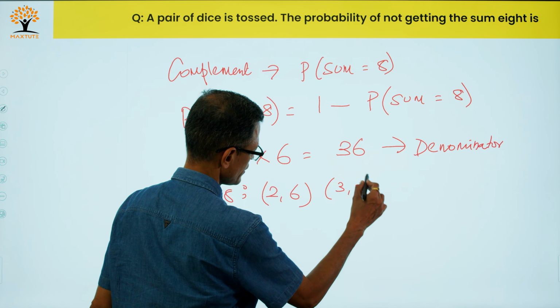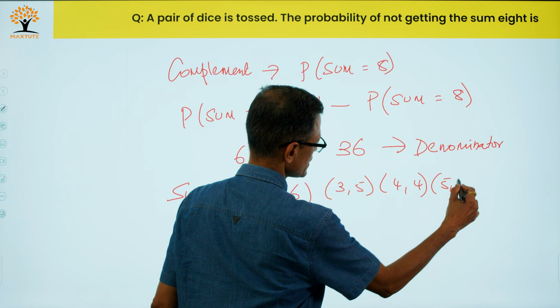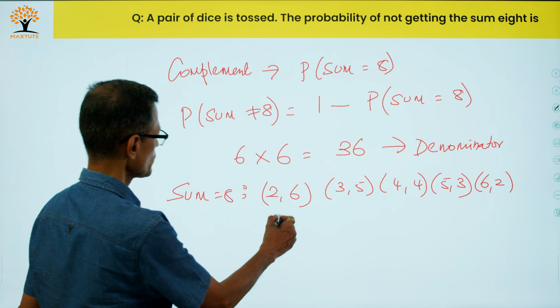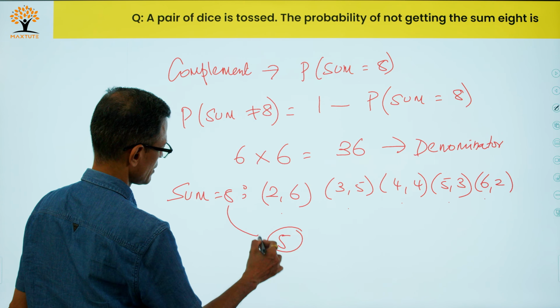3 comma 5 will give us a sum of 8. 4 comma 4 is going to give us a sum of 8. 5 comma 3 will give us a sum of 8. And 6 comma 2 will give us a sum of 8. So how many? 1, 2, 3, 4, 5. 5 outcomes give you a sum of 8.